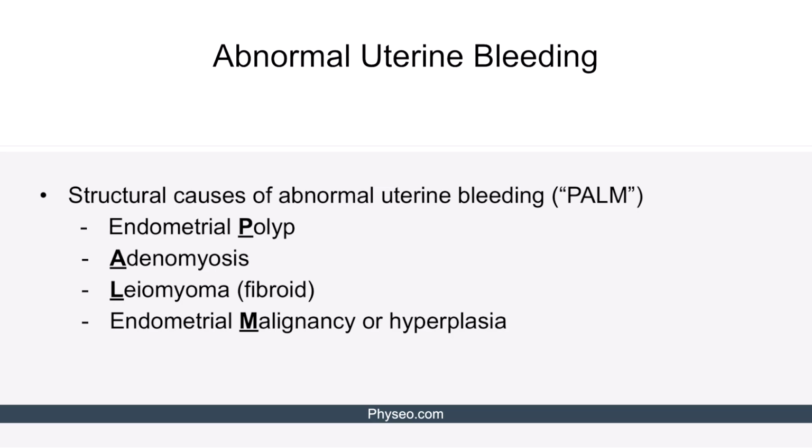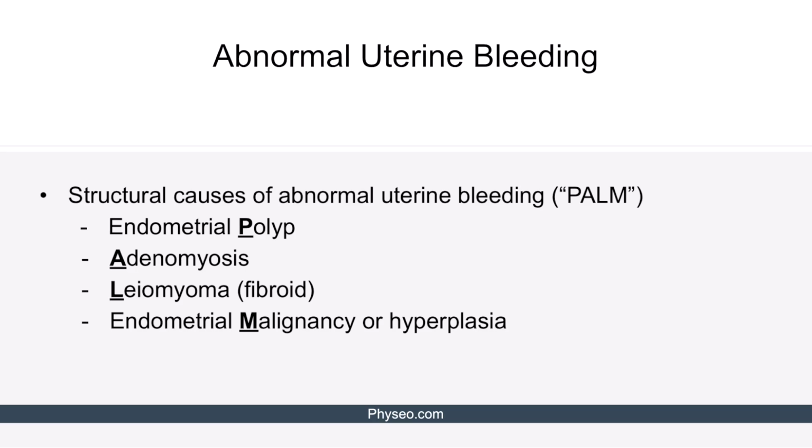A leiomyoma can cause abnormal uterine bleeding, which is why it's part of this mnemonic, but it also presents with an irregularly enlarged uterus. And that makes sense because fibroids are just going to pop up in different places of the myometrium. So it's not going to have this symmetrical or uniform enlargement of the uterus in the way that adenomyosis would. Finally, endometrial malignancy or hyperplasia can cause bleeding due to sloughing off of the deep endometrial layer.